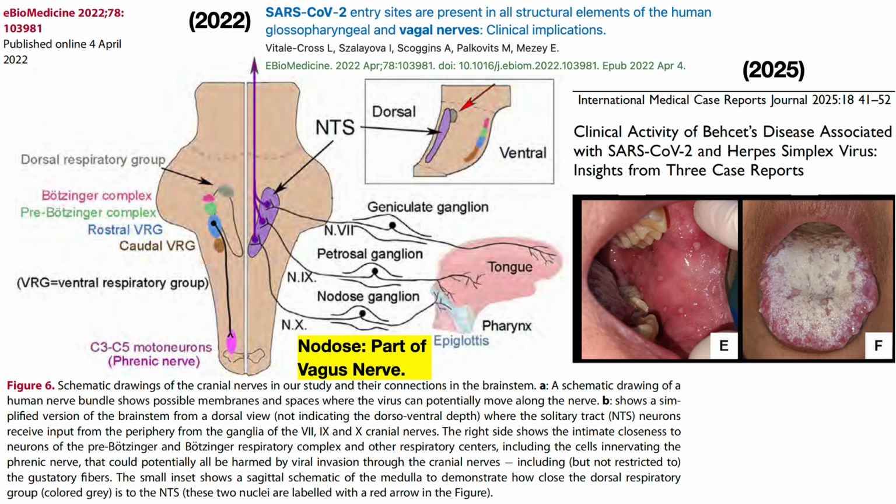Clinical activity of Behçet's disease associated with SARS-CoV-2 and herpes simplex virus. Insights from 3 case reports. This is published in 2025.